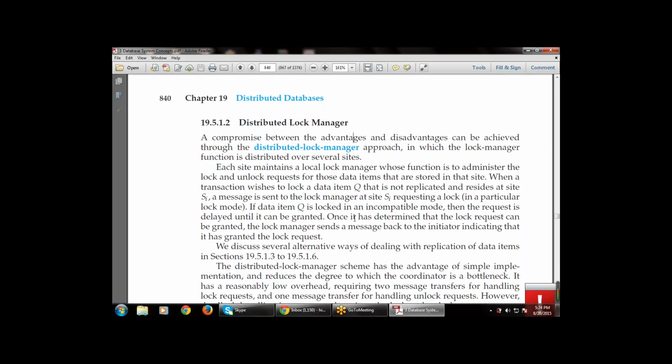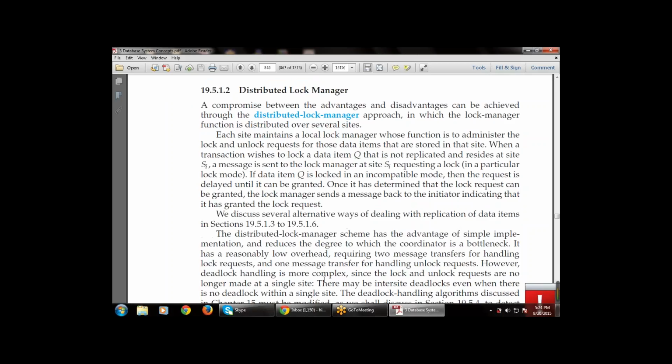Then the distributed log manager scheme has the advantage of simple implementation and reduces the degree to which the coordinator is a bottleneck. It has a reasonably low overhead, requiring two message transfers for handling a lock request and one message for handling the unlock request. However, deadlock handling is more complex.